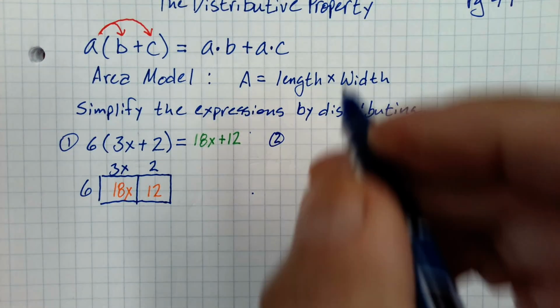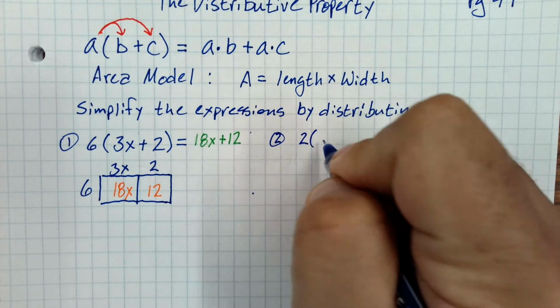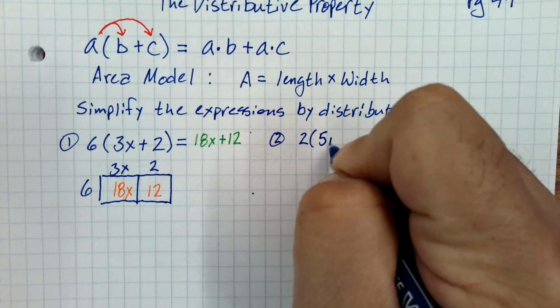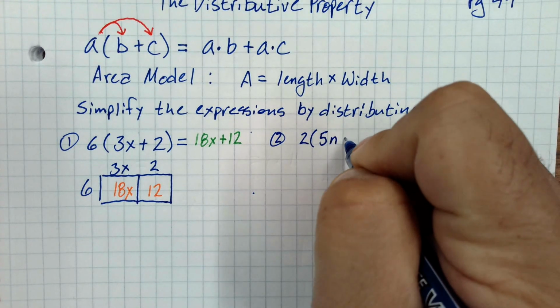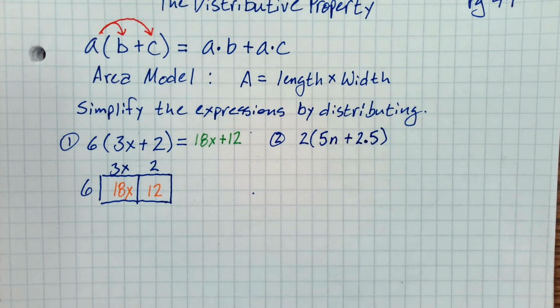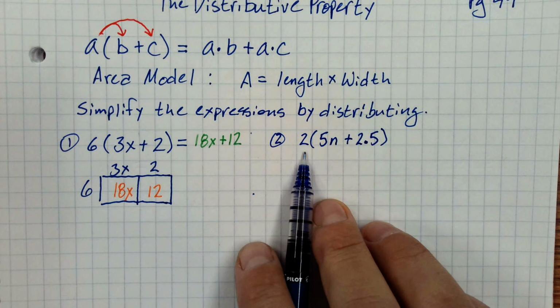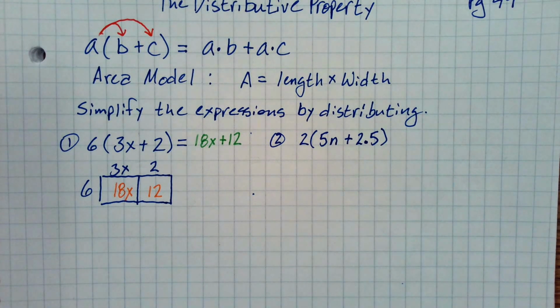Okay. Any questions on that? No. Okay. Let's try another one. Number 2. We're going to multiply 2 with 5n plus 2.5. So the quantity 2, we're going to multiply it with 5n plus 2.5.